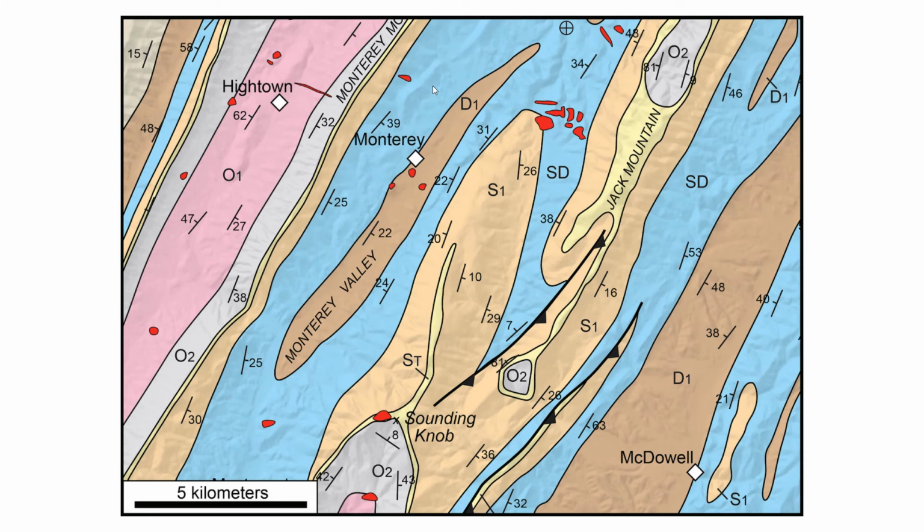This is a portion of a geologic map in the Monterey, Virginia area, and typically when you see layers that are just striped like this, you know that they're not horizontal; they're jutting out of the ground somehow, and you're seeing layer after layer of stratigraphy.